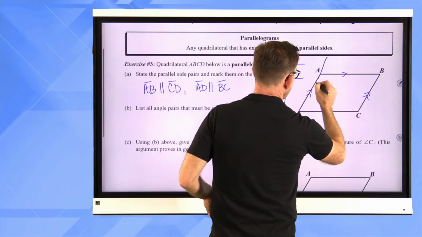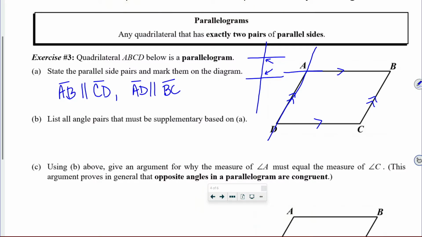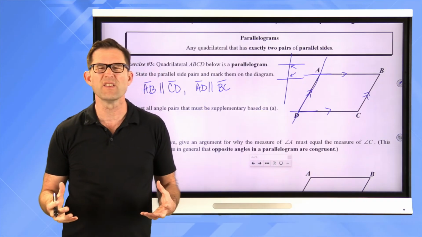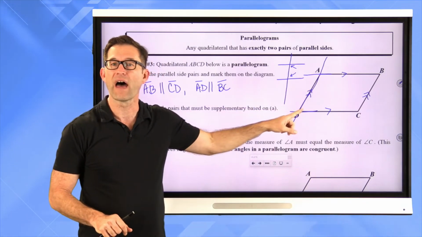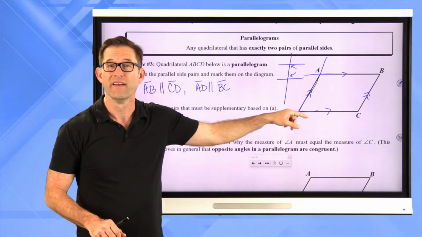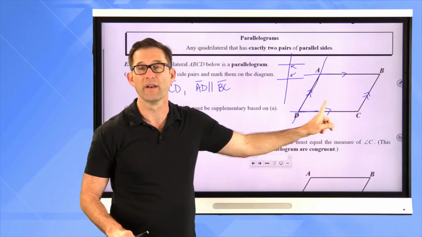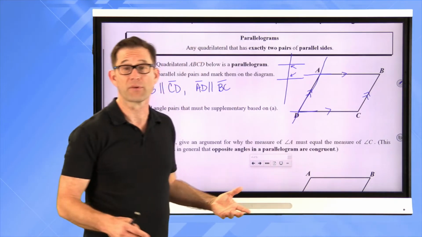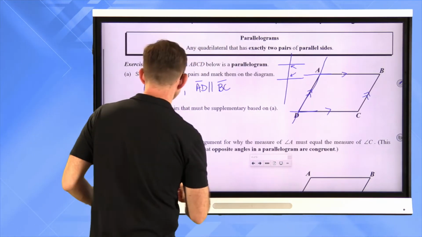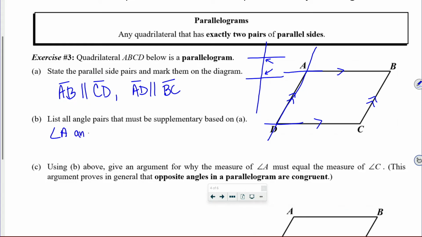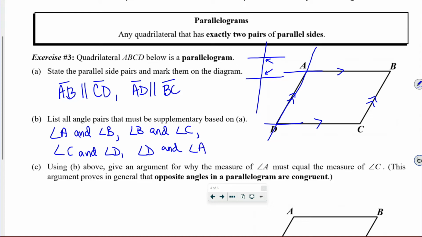So if I were to just draw this in and extend it like that, just so you can really see the parallel lines, then that angle and that angle must be supplementary, that one and that one must be supplementary, and this one must be supplementary. So I don't want to call them congruent because they're not, they add up to 180 degrees, but angle A and angle B, and angle B and angle C, and angle C and angle D, and angle D and angle A.